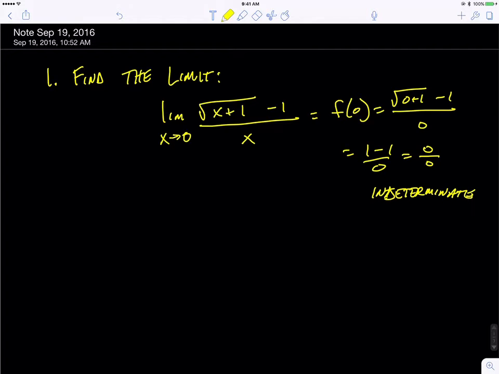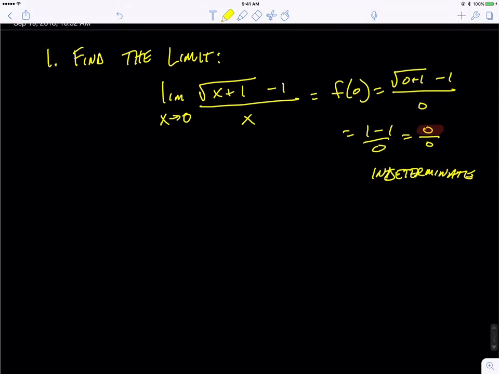But the 0 in the numerator tells us that we can do some algebra to make it an agreeable function, a function that's just like it, that's continuous. And then we can find the limit of that function. So the method we use is called rationalizing the numerator.